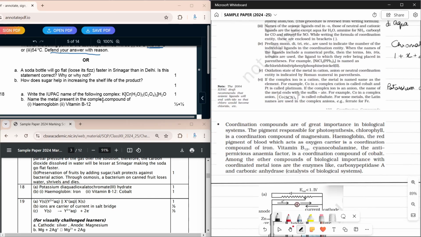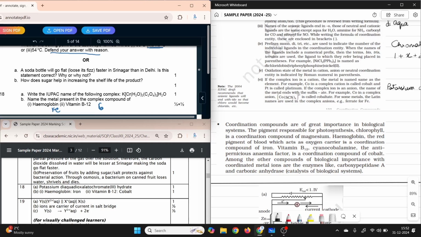name the metal present in the complex compound of hemoglobin and vitamin B12. So this is under the importance and applications of coordination compounds. One of them is about the importance of coordination compounds in biological systems. So you have hemoglobin, which is a compound of iron. So iron is going to be the metal present. So this is Fe. And for B12, cyanocobalamin, the coordination compound of cobalt. So Co. Okay. The next question.